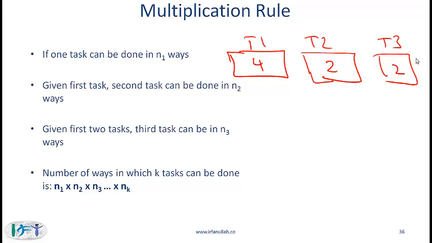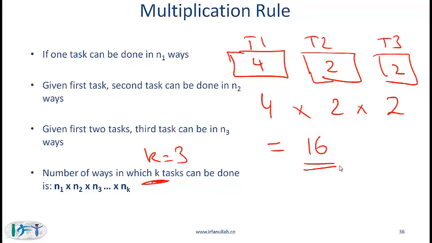And the answer is arrived at using the multiplication rule. So the number of ways in which k tasks, k is equal to 3 in this simplistic example, can be done is equal to the number of ways in which the first task can be done, which is 4, times the number of ways in which the second task can be done, given that the first task is already done, that is 2, and the number of ways in which the third task can be done, given that the second task is done, that is 2 over here. So the answer to this question is 4 times 2 times 2, that's 8 into 2, which is 16.